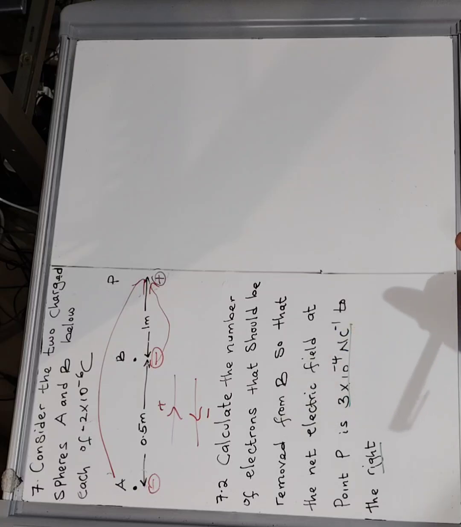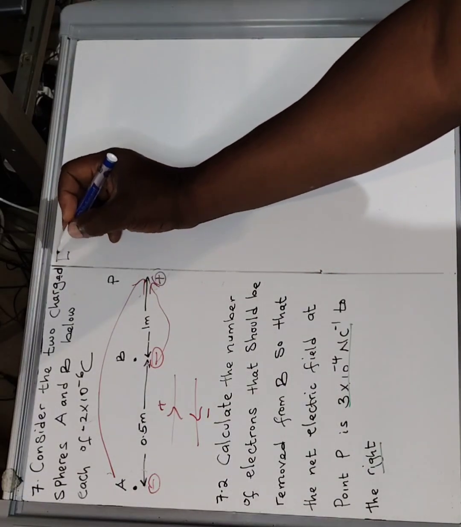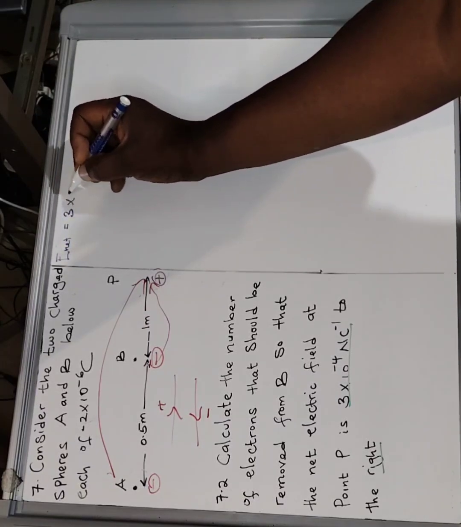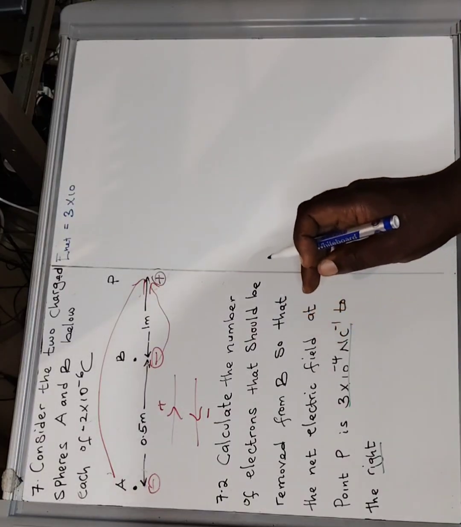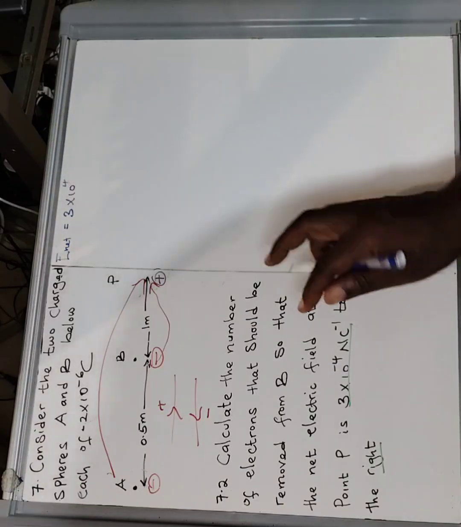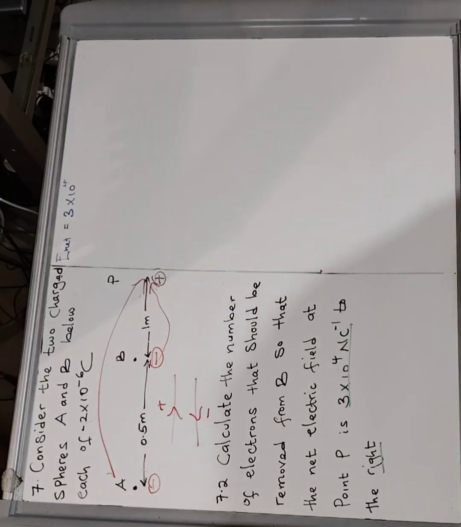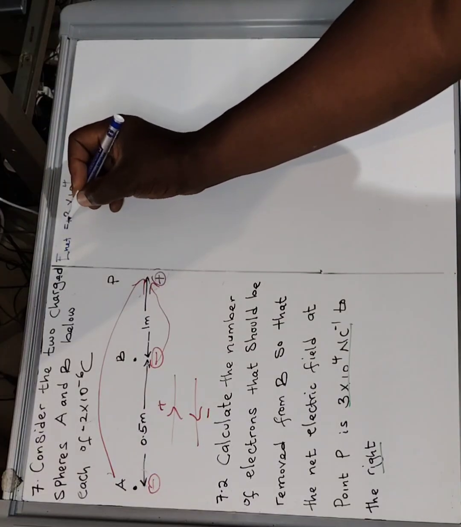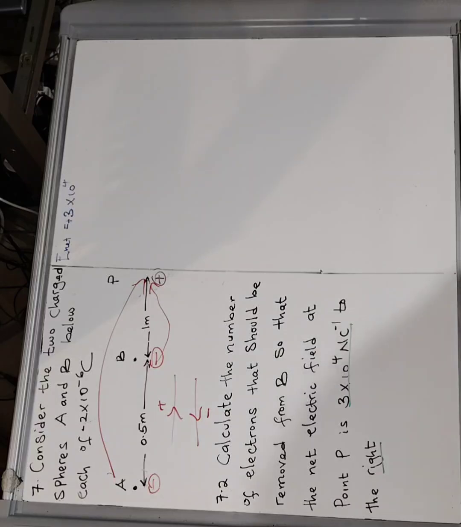So under the circumstance, what do we do? We know our E net, the new one. So our E net is 3 times 10 power 4. Okay, not minus 4, it's power 4, and to the right. To the right means what? To the right means positive. Remember, this is to the right.